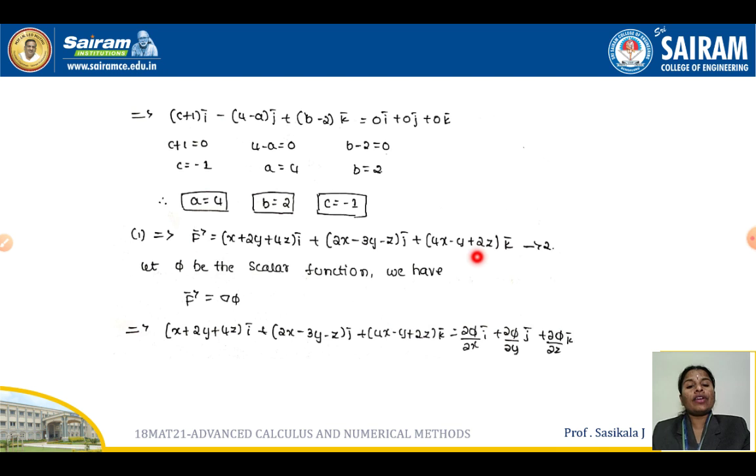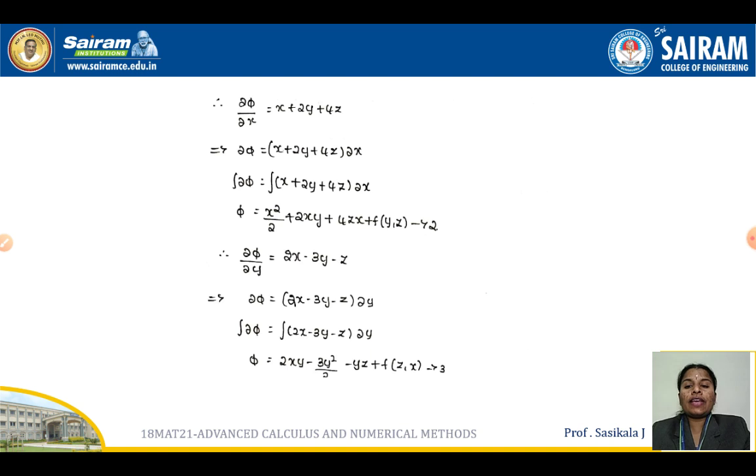Now find your scalar function. How will we find it? If it is irrotational, this relation should be satisfied: f vector is equal to del phi. So equate, you will get 3 expressions, right? Dou phi by dou x, dou phi by dou y, and dou phi by dou z. Now what do I have to do? All three are going to be integrated with respect to their respective variables. First one with respect to x, I'll get x squared by 2 plus 2xy plus 4zx, and the constant will be f1 of y comma z.